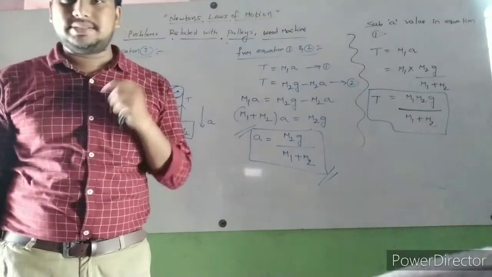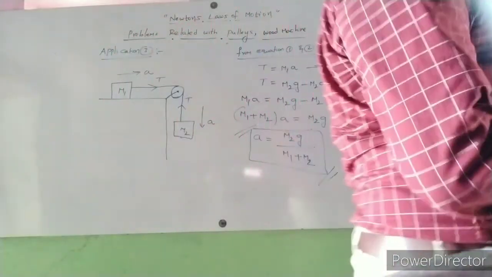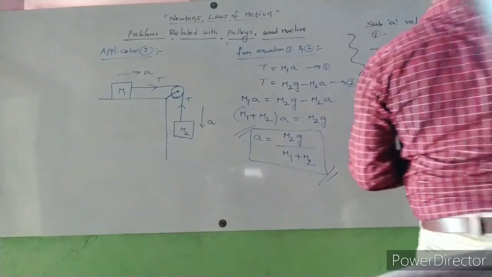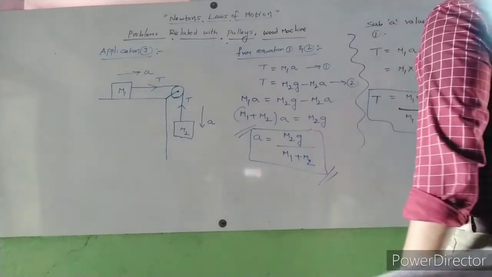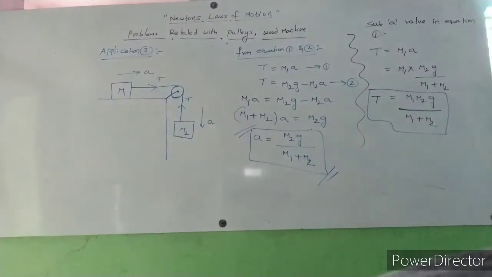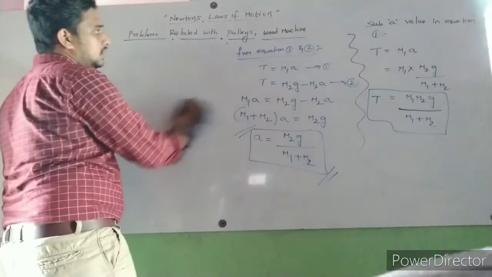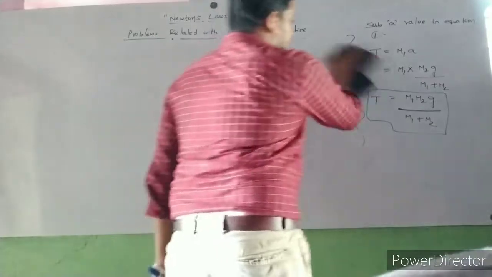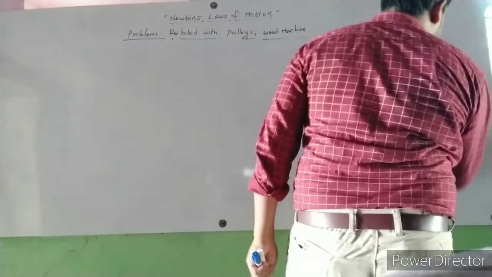Next I am going to discuss application number 4. Right, so this marker is working. First of all, I draw the diagram, and after that, based upon the diagram, we apply the free body diagram concept to solve for acceleration and tension.